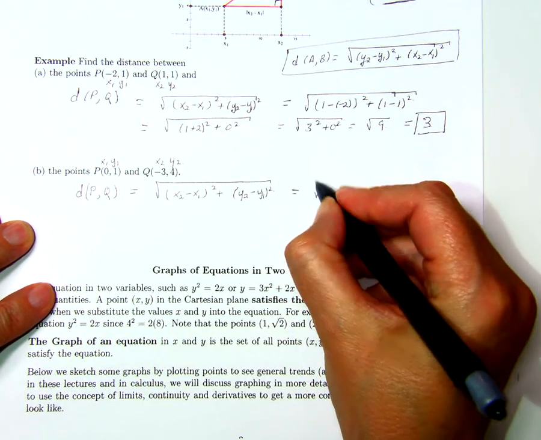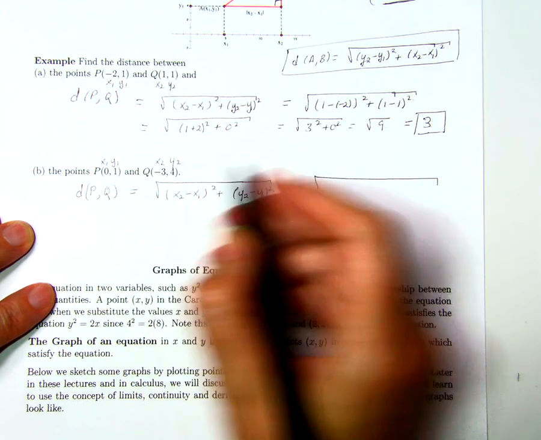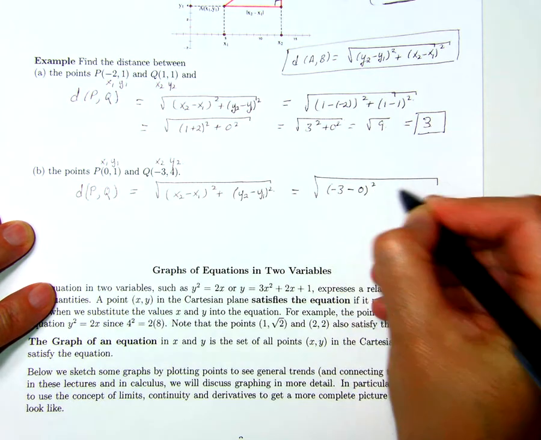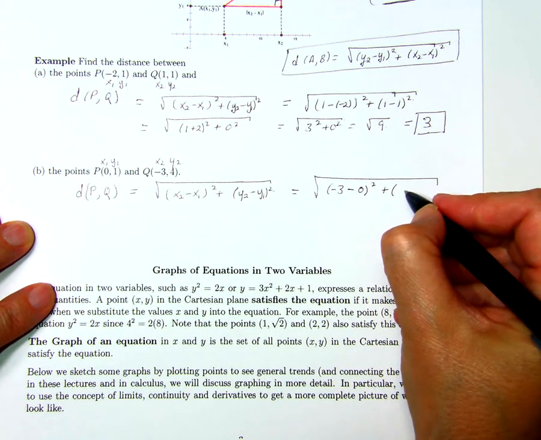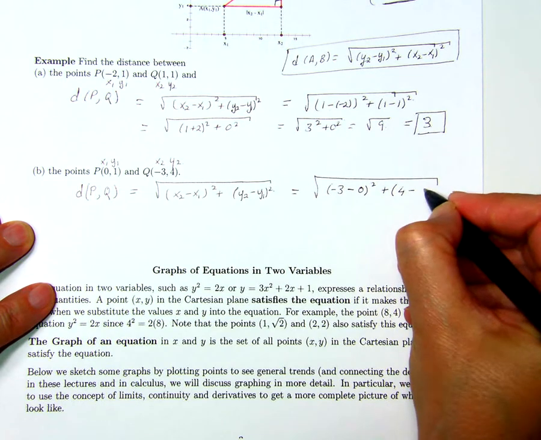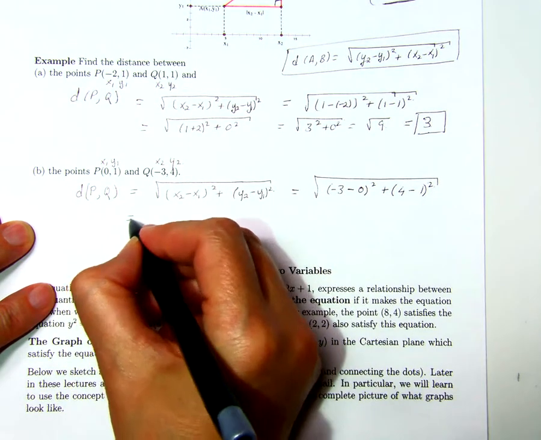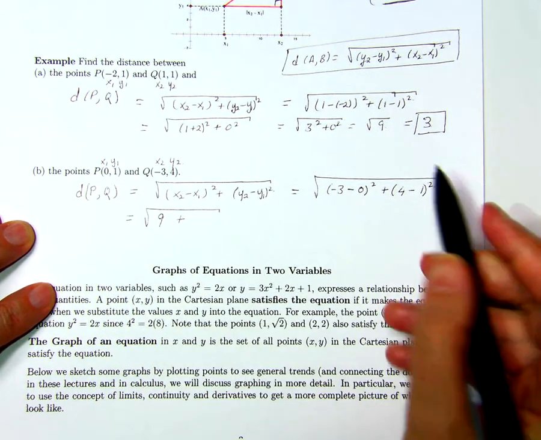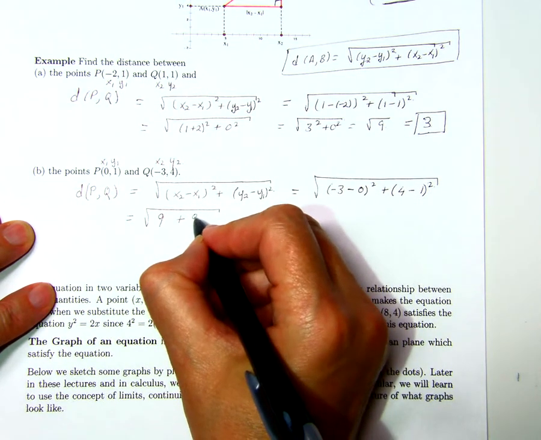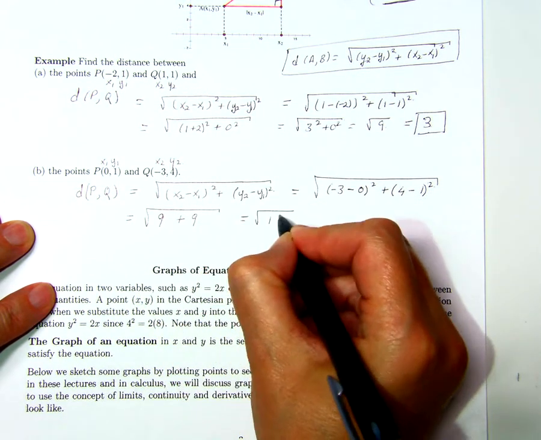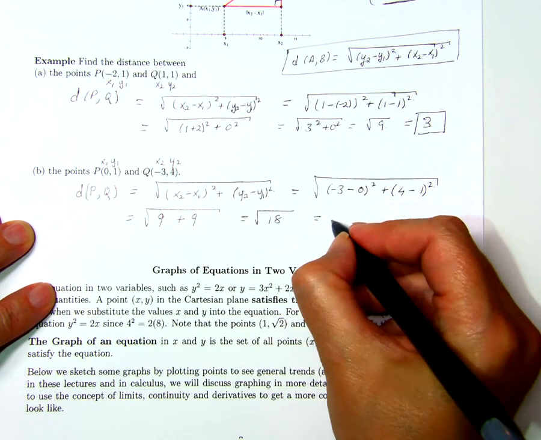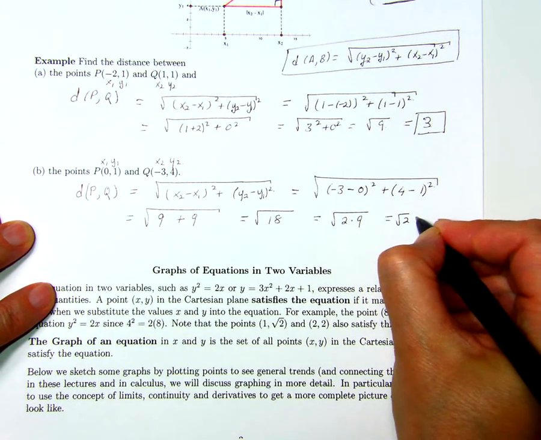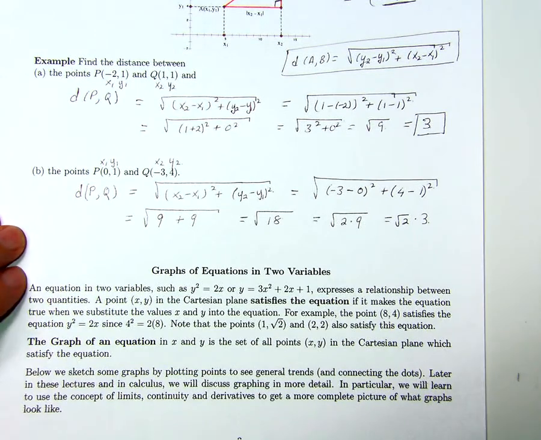And now filling in the details, we have x2, which is minus 3, minus x1, which is 0, squared, plus y2, which is 4, minus y1, which is 1, squared. So now I have the square root of minus 3 squared, which is 9, plus 3 squared, which is also 9. So this is the square root of 18, which is the square root of 2 times 9, which is the square root of 2 times 3. And that's my distance between P and Q.